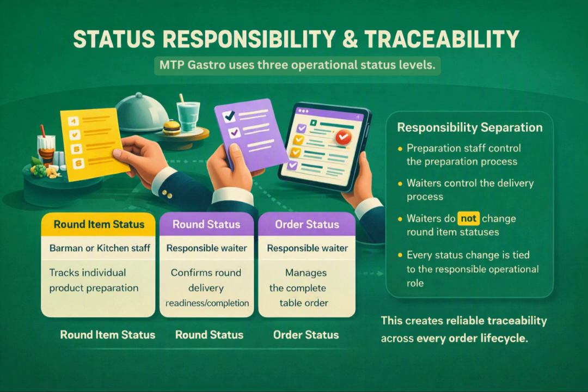The important rule is that only the operational unit responsible for preparing the product may change its status. If the product belongs to a bar, only a user who belongs to the barman user group and is assigned to that bar can change the round item status. If the product belongs to a kitchen, only a user who belongs to the kitchen user group and is assigned to that kitchen can change the round item status. Waiters are not allowed to change round item statuses.